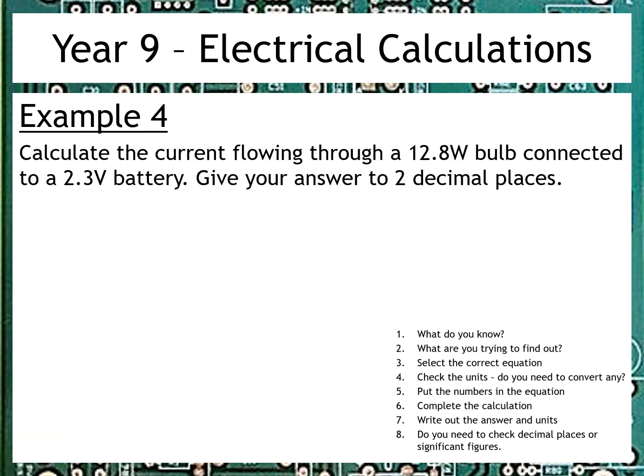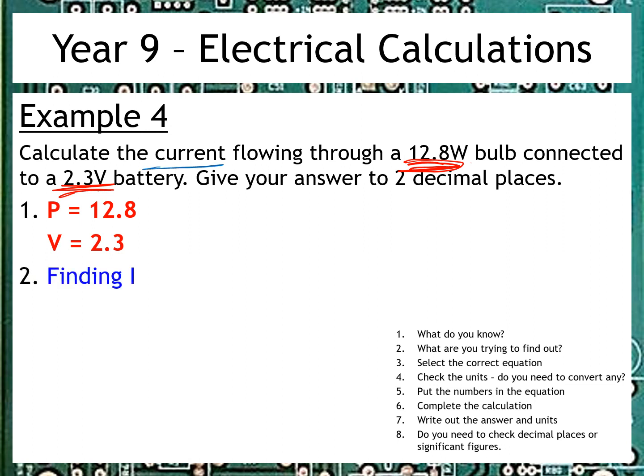Here's our last example where we calculate the current flowing through a 12.8 watt bulb connected to a 2.3 volt battery. What do we know? Well, we know that it's a 12.8 watt bulb, so we know the power, and we know it's a 2.3 volt battery. So we know that P is equal to 12.8, V equals 2.3. What are we trying to find out? We're trying to find the current I.